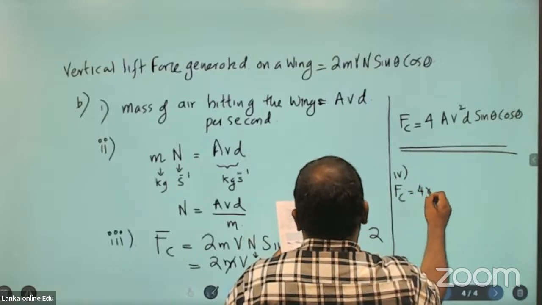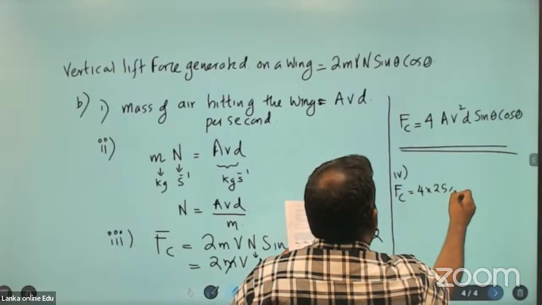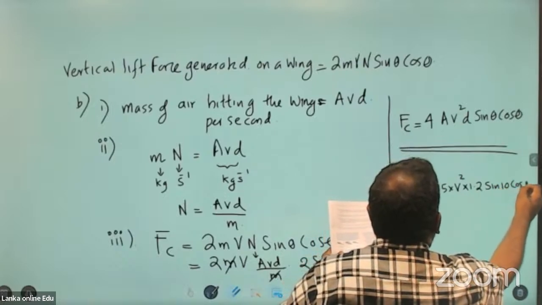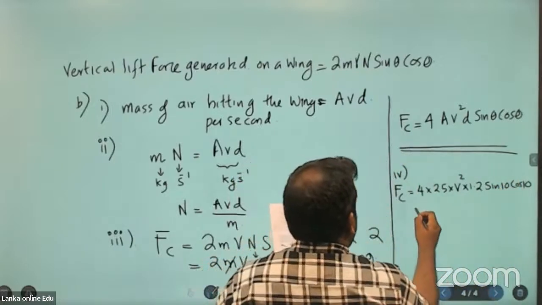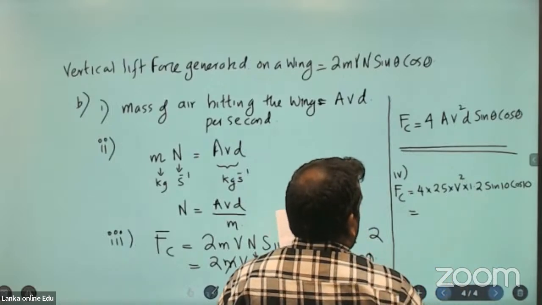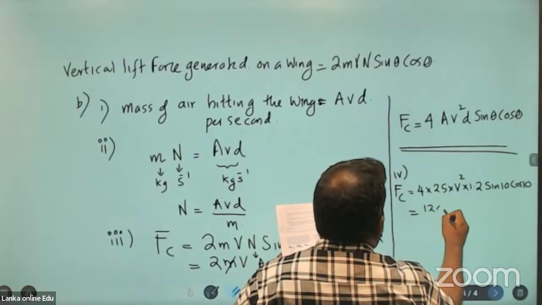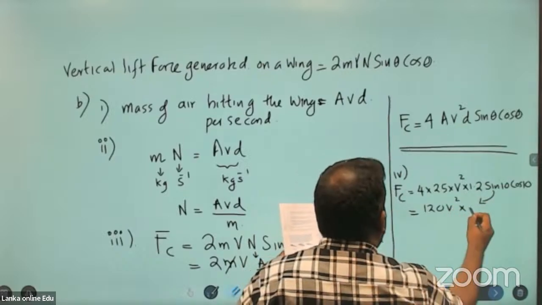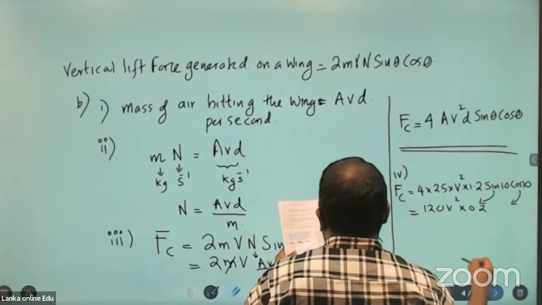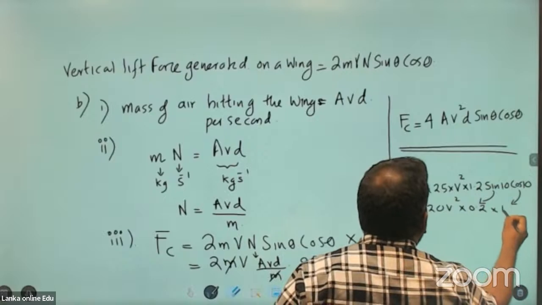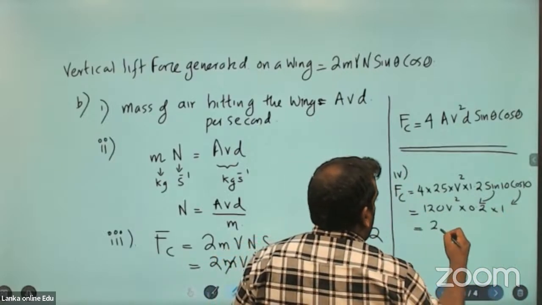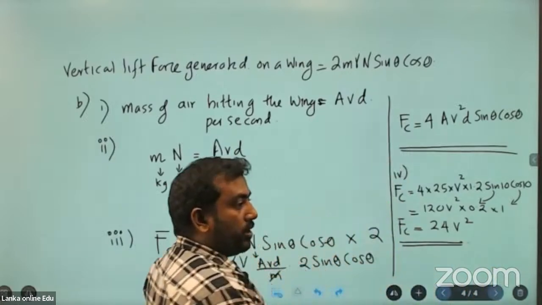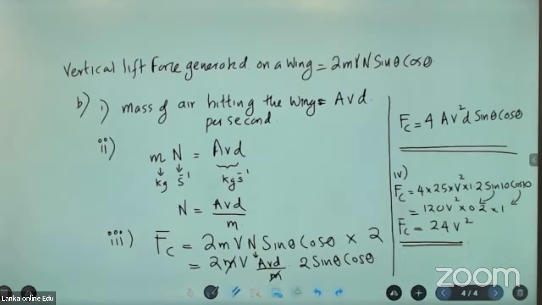4 times area, which is 25, V squared, density is 1.2, sin 10 cos 10. That's 10 degrees. 100 times 1.2 is 120 V squared. Sin 10 is 0.2. Cos 10 is how much? 1. Simplify it: 24 V squared. That is the total vertical force due to collision. Don't forget that.